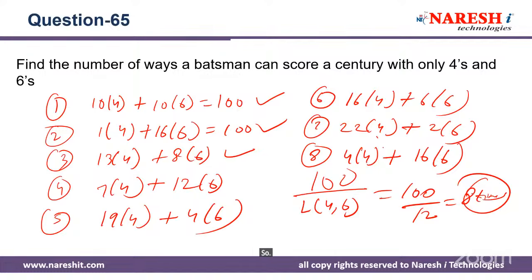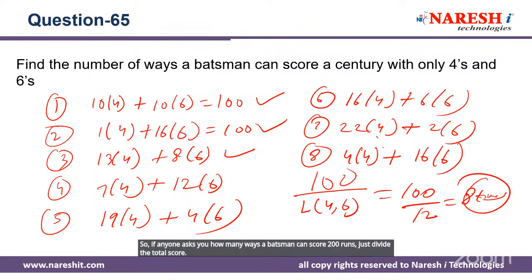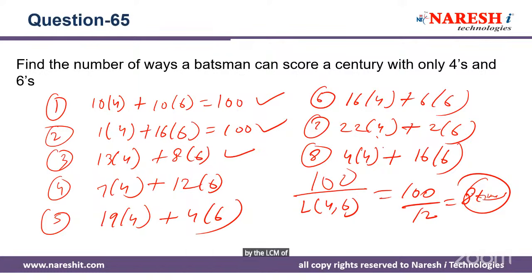So if anyone asks you how many ways a batsman can score 200 runs, just divide the total score by the LCM of the combination they're asking about. Total runs divided by LCM of that combination. Whatever the quotient, that many ways are possible. Instead of writing these one by one, you can do it very fast.